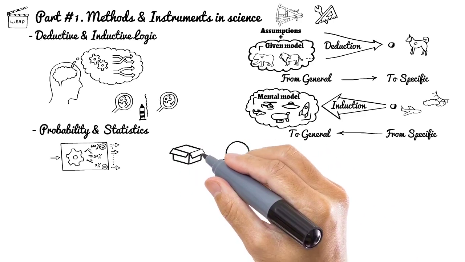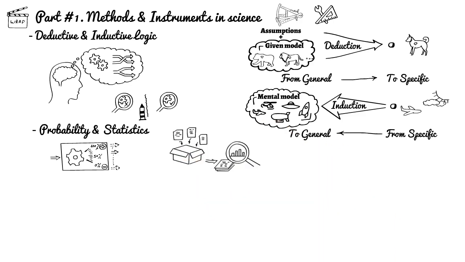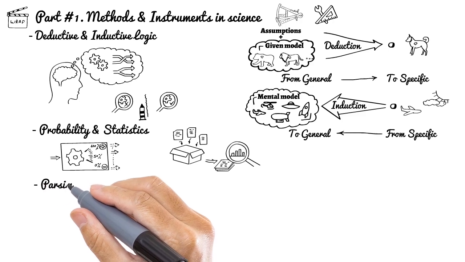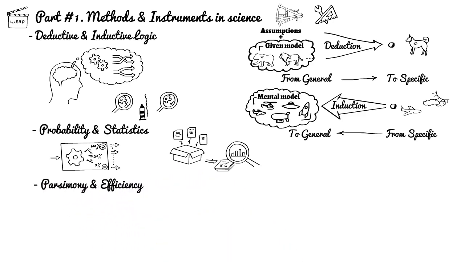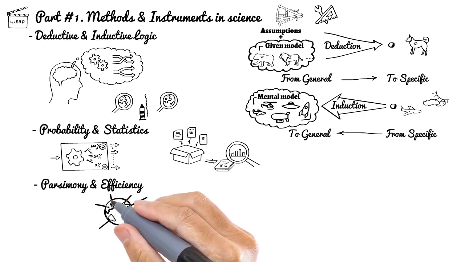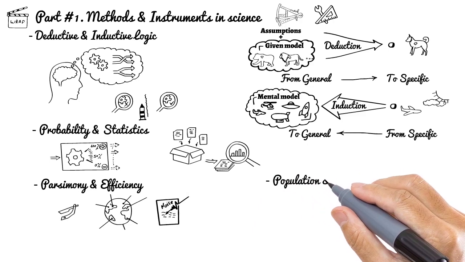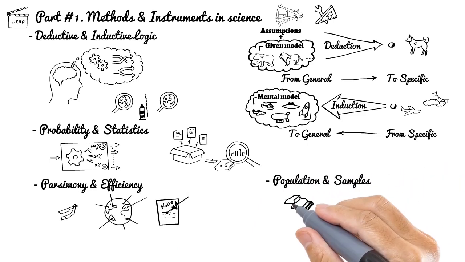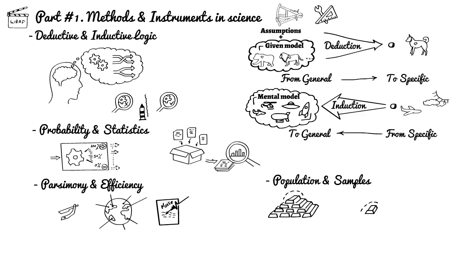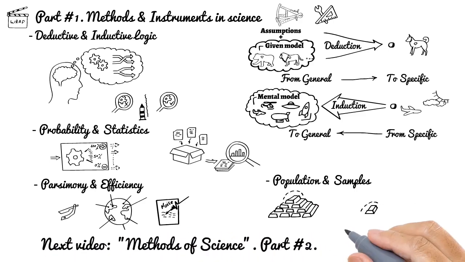Statistics is a set of methods used to collect and analyze data. Then we discussed the importance of parsimony and efficiency in scientific processes, which tells in short that we need enough but not an extra amount of evidence for preparing good statistics. Remember the topic about signal and noise. We mentioned that to help collect statistics efficiently, the terms population and samples are used. We will continue with important methods and instruments of science in the second part of the video, Methods of Science. See you there!